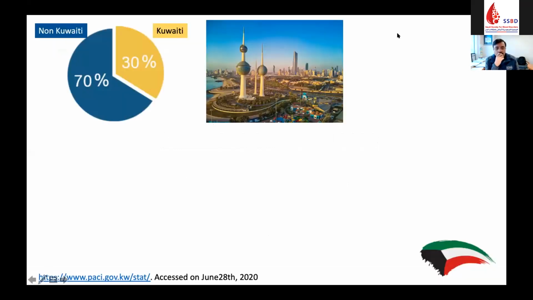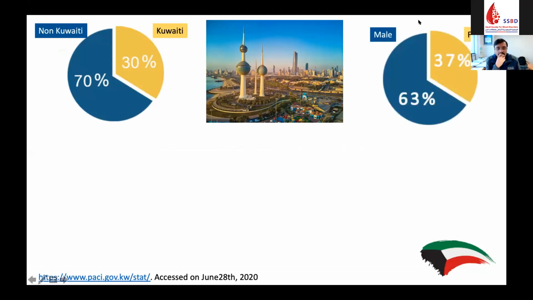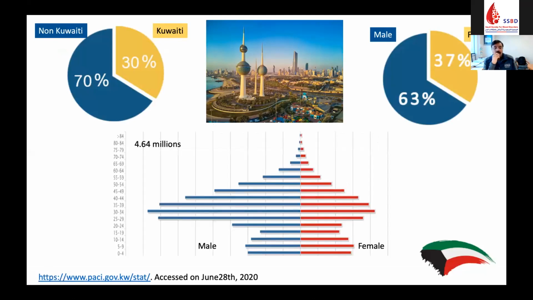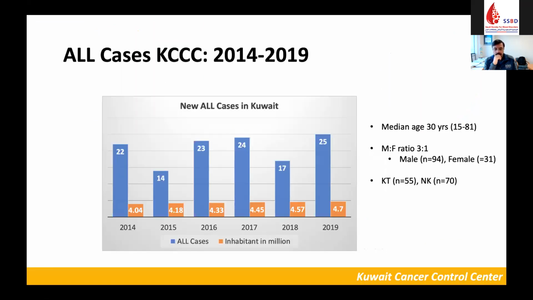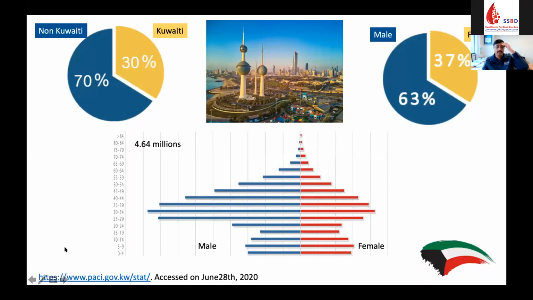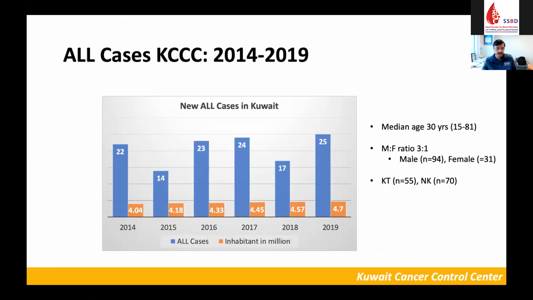So Kuwait, 30% of our population is Kuwaitis, and around 70% are non-Kuwaitis. And out of that, 2/3 of them are male and 1/3 are female. Kuwait has around 4.6 million population, and the majority of those patients are below the age of 55. So we tend to have a younger population.